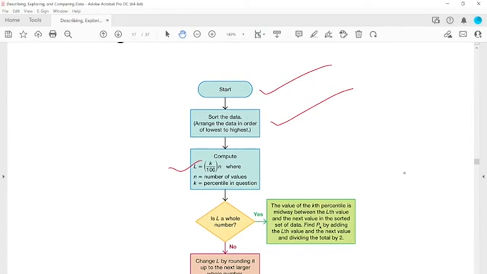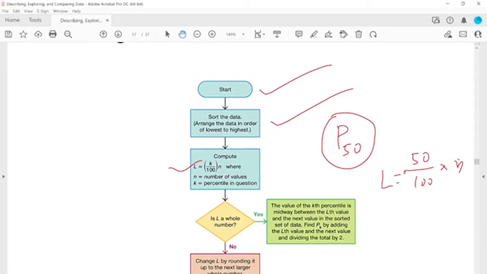Where n is the number of values and k is the percentile in question. For example, if you want to find the p50, you need to find the locator L, which is 50 divided by 100 times the total number of data, where n is the number of values. Okay, so that's how you find the locator.